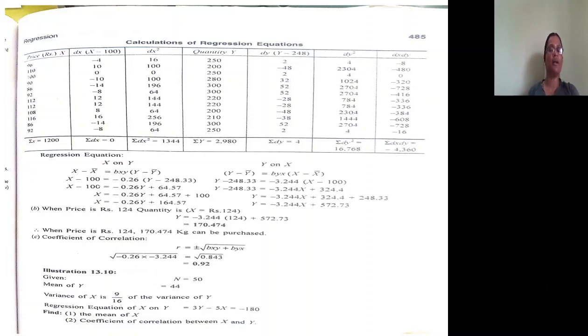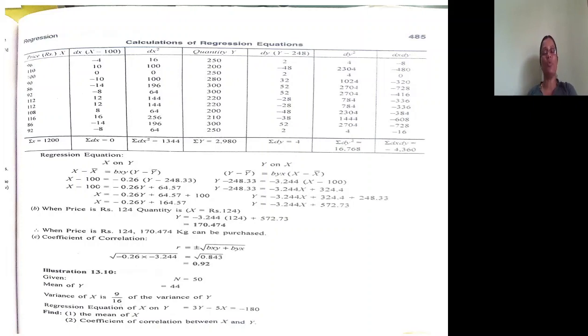They assumed 100 as the mean as far as price is concerned, and they assumed 248 as the mean for quantity. So they calculated dx, which is x minus 100: 96 minus 100 is minus 4, 110 minus 100, 100 minus 100, 90 minus 100, 86 minus 100, like that till 92 minus 100. So sum of dx is equal to 0. Then they calculated dx square by multiplying dx with dx.